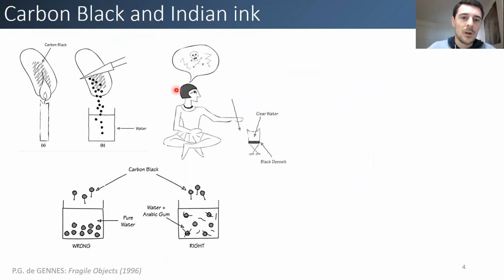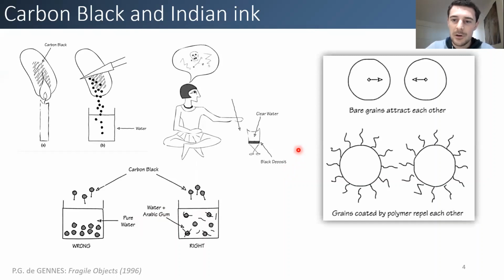So carbon black in water is not something new. It was already done a long time ago by the ancient Egyptians, when they tried to make Indian ink out of the soot of a candle, which is actually carbon black. But if you put this in water, you will see that this is not a stable system because carbon black is very hydrophobic, and if you want to stabilize this, you need to put a dispersant in the suspension, which in this case is a polymer.